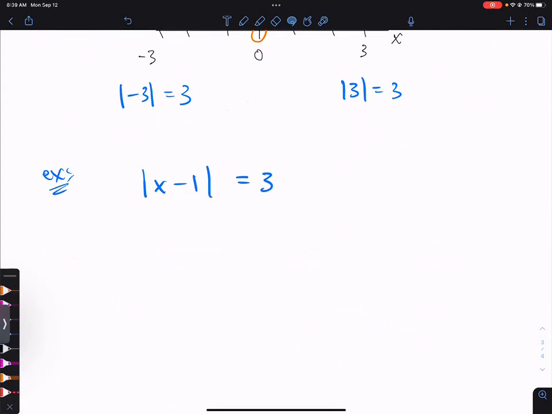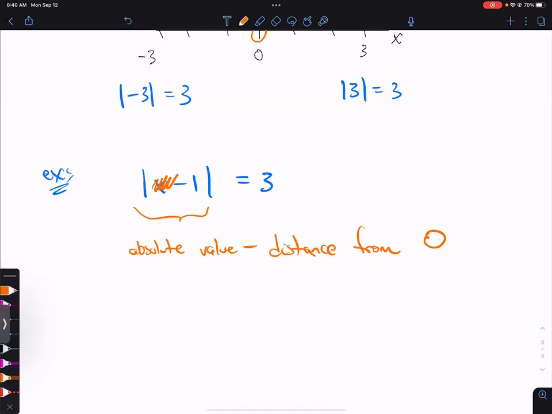What does absolute value do again? Measures distance from 0. Okay, forget about this for a second. What that says is that the absolute value of something, I don't care what the thing is yet, the absolute value of something is 3. The distance from 0 is 3. If your distance from 0 is 3, where are you? 3 or negative 3. Those are the only possibilities, right?